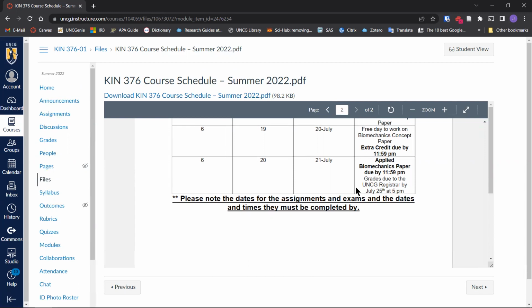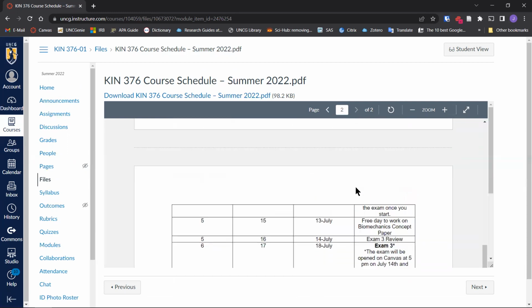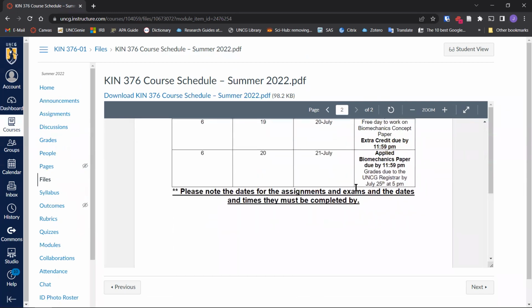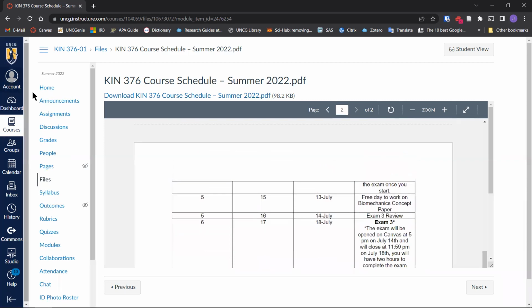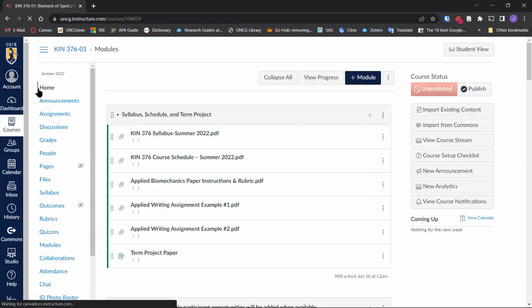So just make sure you can print this off and post it on your fridge or on a calendar to make sure you understand the due dates for these. So let's go back to the homepage again.